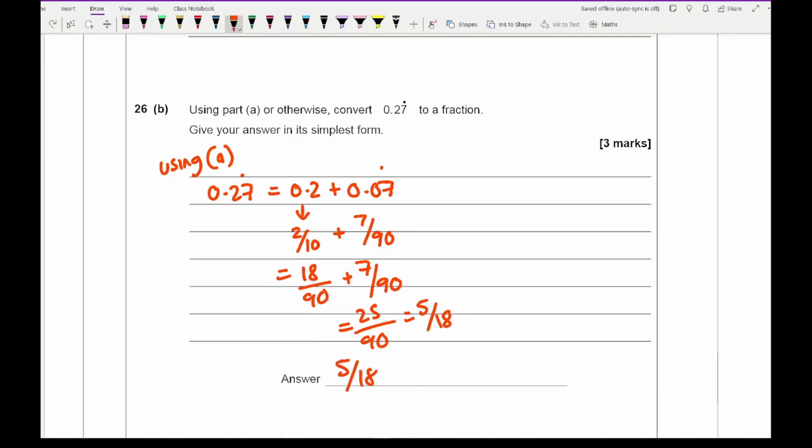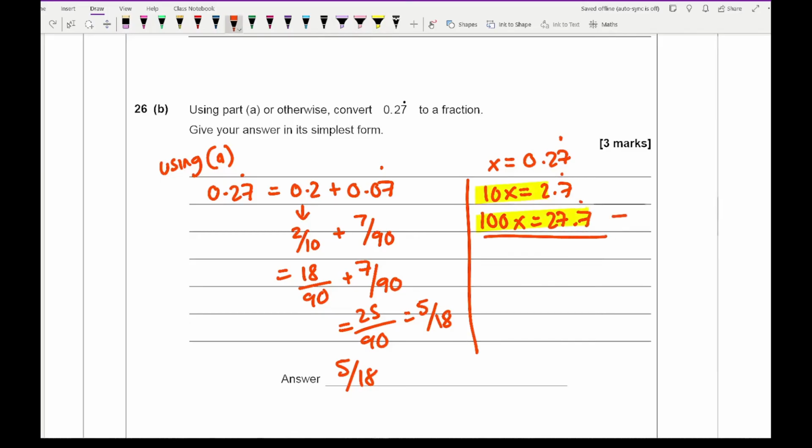Now if I wasn't doing it completely, then if I make x equal to 0.27 recurring, I then multiply that by 10, so I get 2.7 recurring, multiply it by 100, and I get 27.7 recurring. Then if I take these two away from each other, I end up with minus 90x equals minus 25, so x equals minus 25 over 90, which is 25 over 90, which gives me the same answer of 5 over 18.